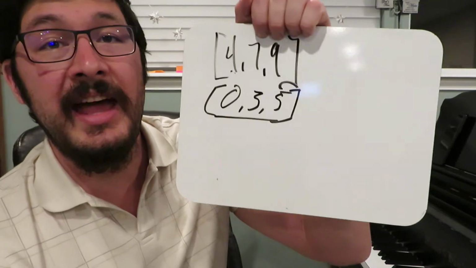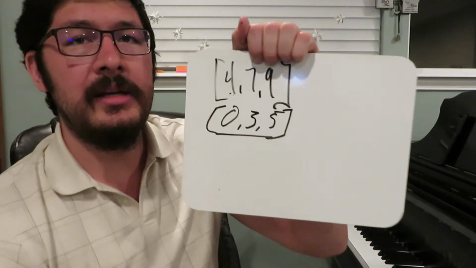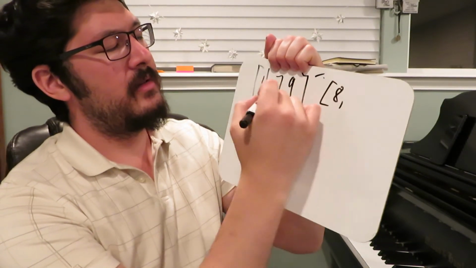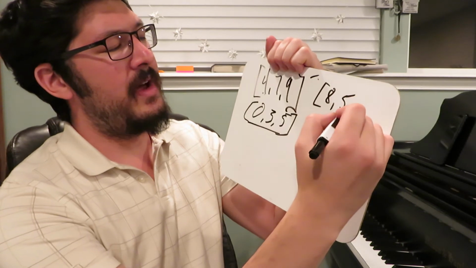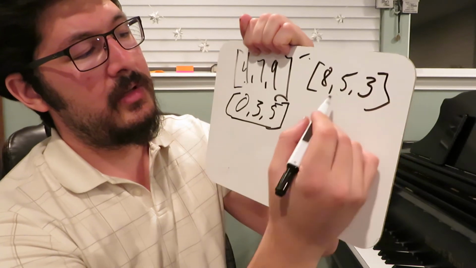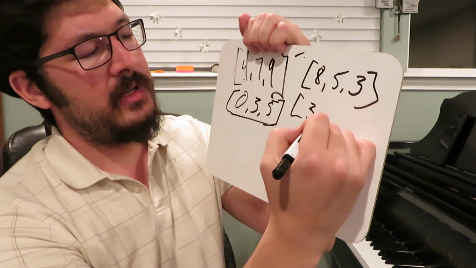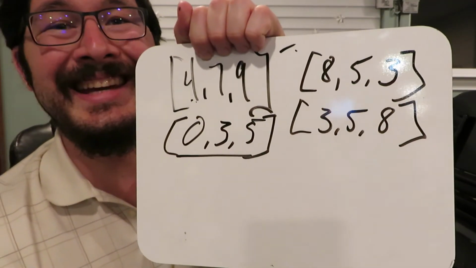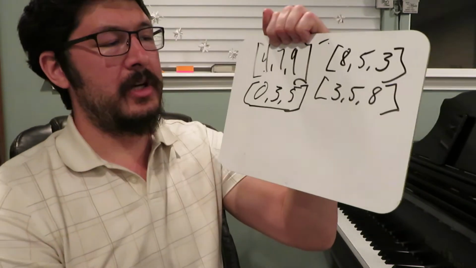So let's see if that holds true. Let's see if that is actually our prime form. Well, what we're going to do first is, like the book says, invert it. Well, 4 plus what equals 12? 8. 7 plus what equals 12? 5. 9 plus what equals 12? 3. Normal order? 3, 5, 8. Now, let's get that to normal order, or excuse me, prime form.